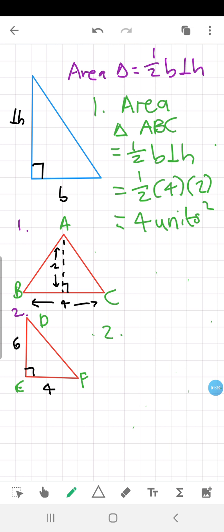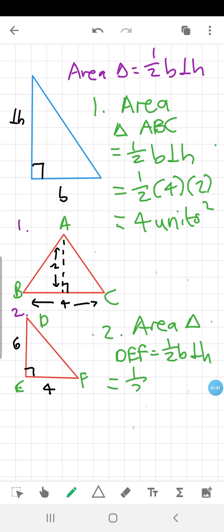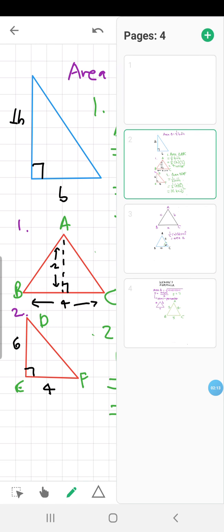Let's do number 2. Area of triangle DEF is equal to a half of its base times its perpendicular height. So that's equal to a half of 4, which is the base, times the perpendicular height, which is 6. That's the height. So 6 times 4 is 24, times a half is 12. They haven't specified whether it's centimeters or millimeters, so we'll just call it units. It's 12 units squared. Okay, let's move on to the next formula.